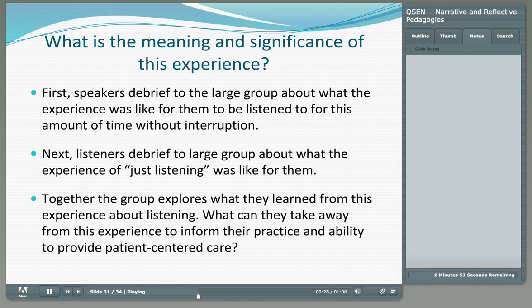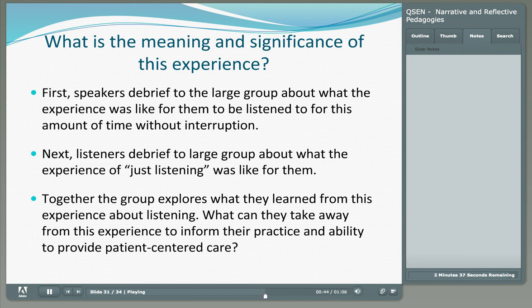Next, ask the listeners to debrief. What was it like for them to just listen for an extended period of time? What did they learn about themselves and their practice from having to listen for 5 minutes without interrupting the speaker?